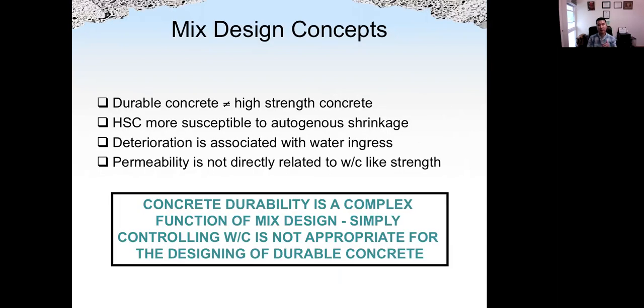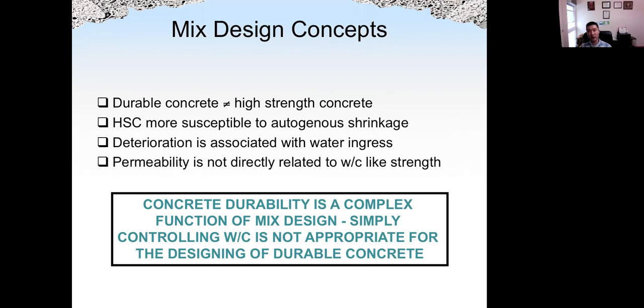So how can we make a durable concrete? First thing we need to remember is durable concrete is not equal to high strength concrete. So only reducing the water cement ratio, you cannot guarantee the concrete will be more durable. Okay. One of the major reasons is high strength concrete is more susceptible to autogenous shrinkage. Because of the lower water cement ratio for high strength concrete, that will increase autogenous shrinkage. If the concrete cracks, the water will easily get inside and do the damage.